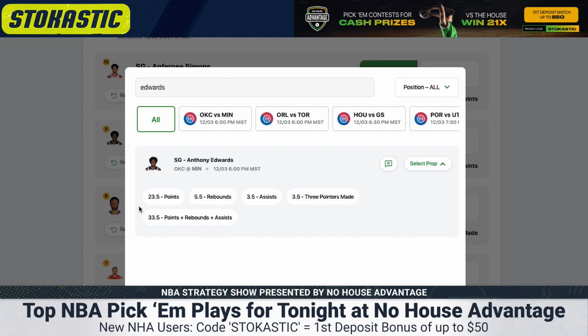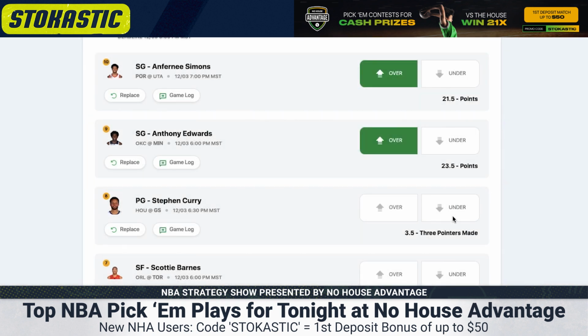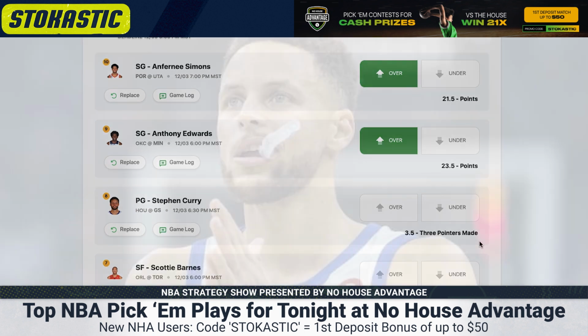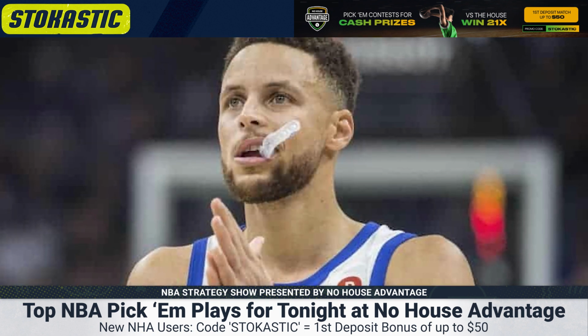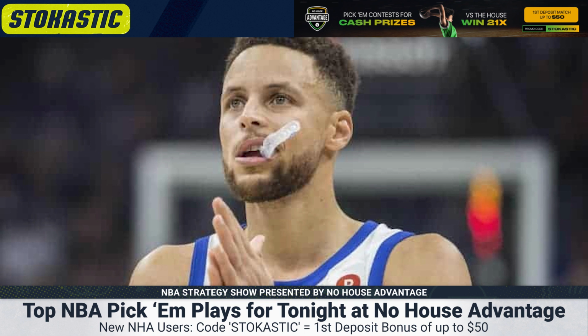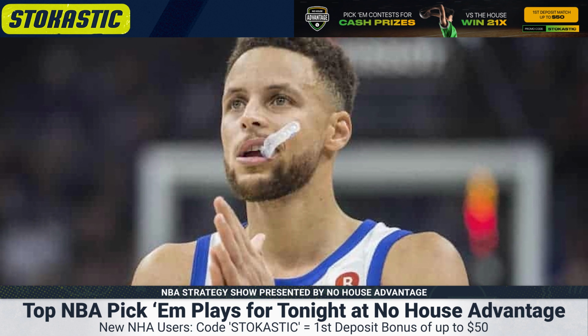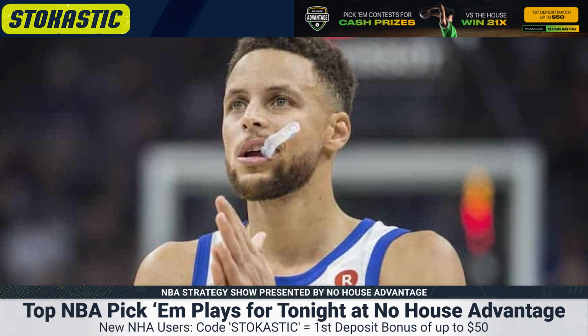Moving to Golden State, Steph Curry has a 3.5 3-point made prop line over on No House Advantage, and the Warriors are hosting the Houston Rockets tonight on night 2 of a back-to-back, and they're looking to continue their dominant home ways as 9.5-point favorites.